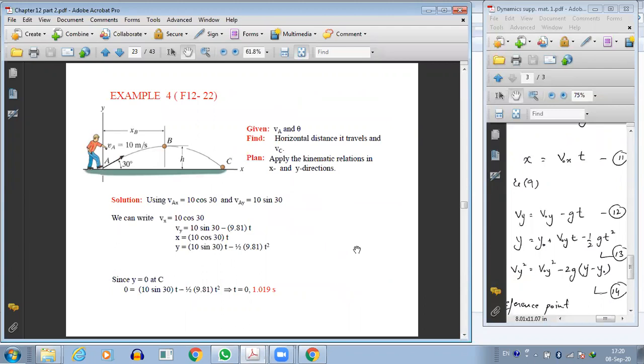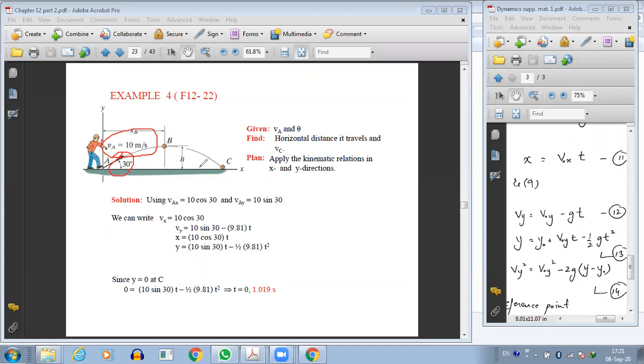So let's have the problem. What is given? A person is kicking a ball at point A, and the ball will strike the ground at point C. What is given is VA and theta. The velocity with which the ball is hit is 10 meters per second, and theta, the angle at which the ball was hit, is 30 degrees. These two things are given.